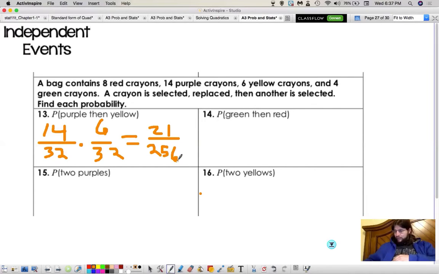So these should not be bad at all. We just find the probability of the first, green, so 4. Then the probability of the next, red, 8. Multiply, simplify, 1 out of 32, right?